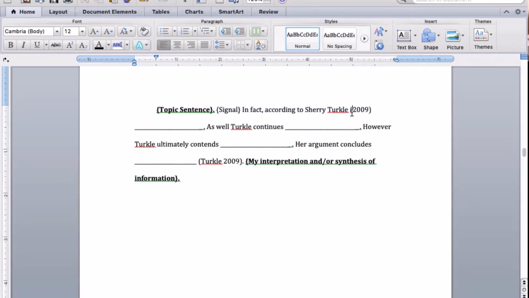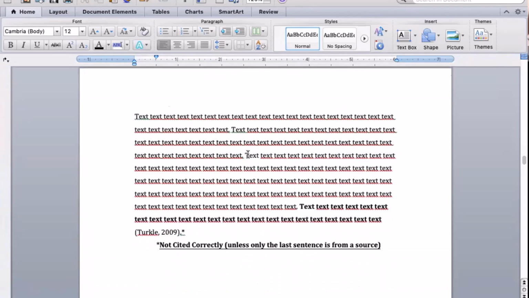Here's the most important part if I'm ever talking about one source over a long period of time throughout an essay, which is these little mini introductions. So I'm going to keep reintroducing Sherry Turkle as well. Turkle continues. However, Turkle ultimately contends, her argument concludes, the reason for each of these things and why they're so important is what we're trying to avoid is this.